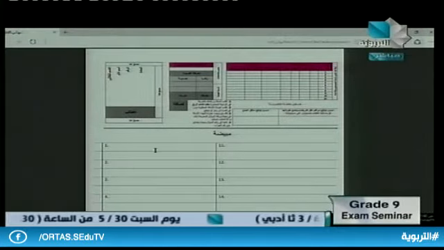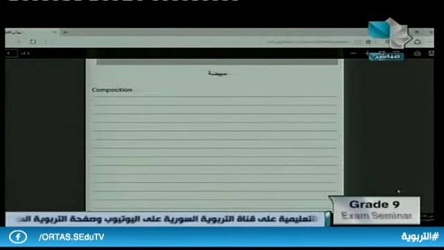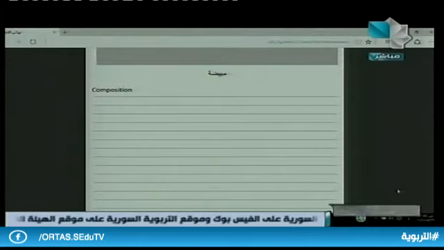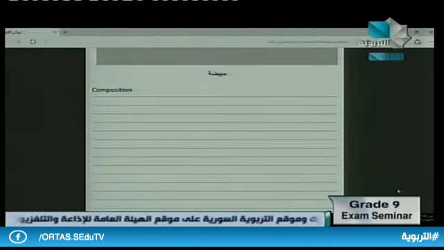Here this is a draft which is not corrected. Now, this page is special for writing your paragraph, composition. Here you can write your paragraph. So this is the answer sheet. If you have any questions, it's our pleasure to help.